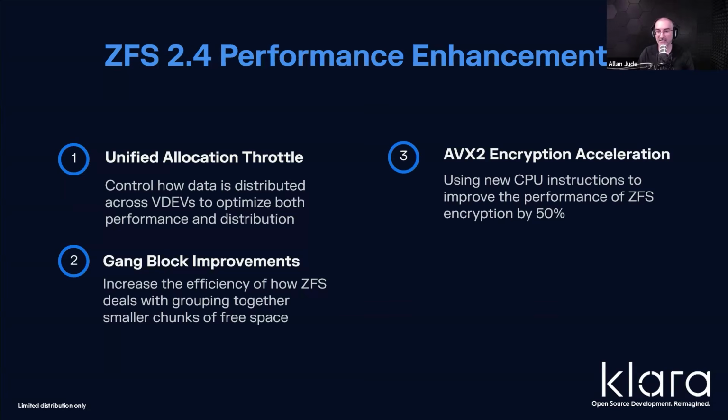For encryption, ZFS now supports the AVX2 vectorized AES instruction, which, if your CPU supports it, can make encryption 50 to 80% faster on your CPU, which can be a really big win when you're dealing with large storage systems.